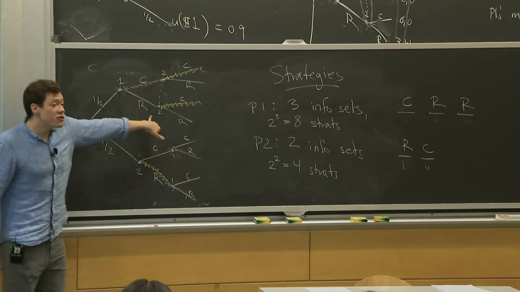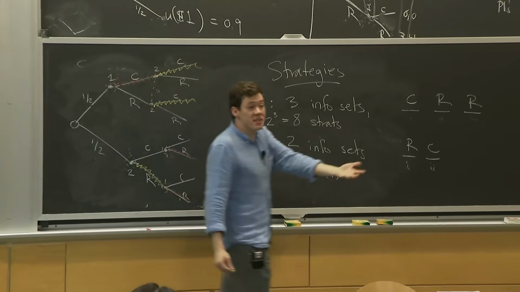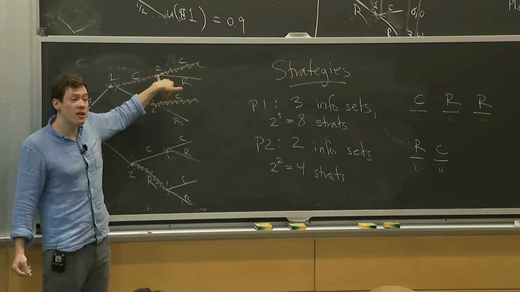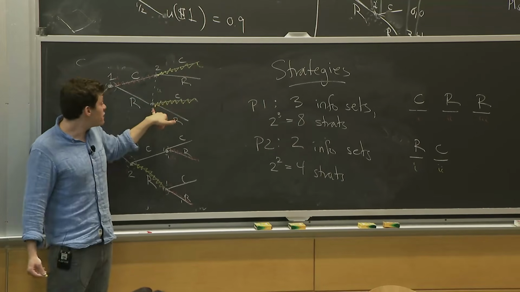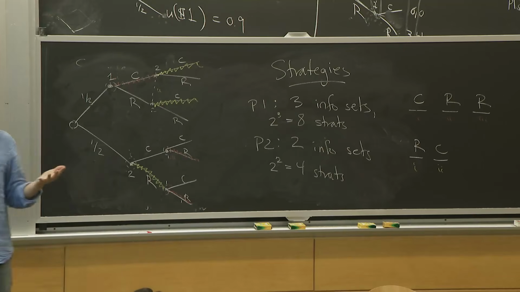Why? Well, when player 2 gets here, player 2 can't observe which node she's at. She just always does C, because that's what the strategy says. So if it turned out she were at this node, this is what she would choose. If she were at this node, this is what she would choose. She doesn't know which one she's at. She just plays C at that information set.